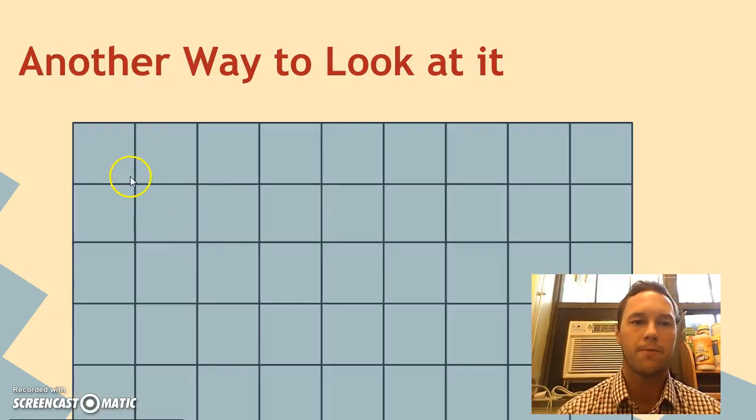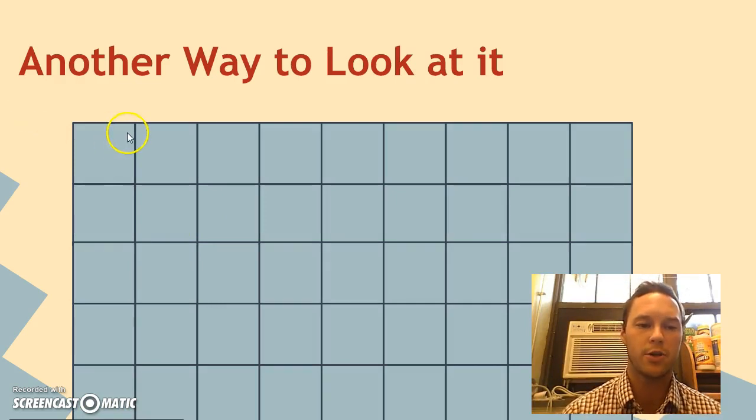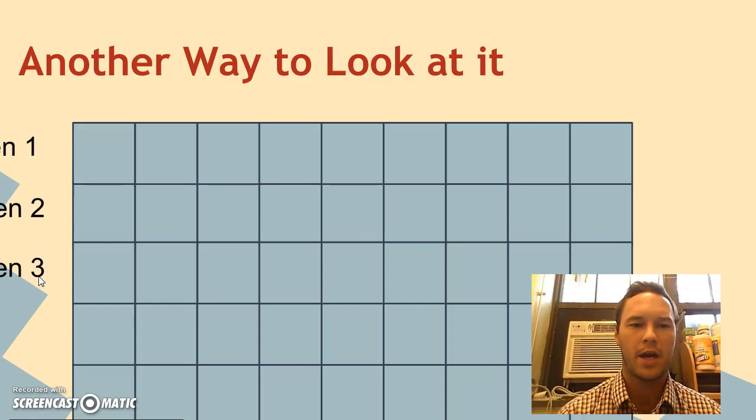So hopefully you had a time to set up the picture model. I'm going to show you how to do it with the number grid. So we have 1, 2, 3 pens. And can you pause and figure out what I'm supposed to do next?